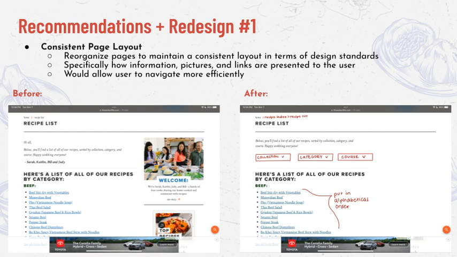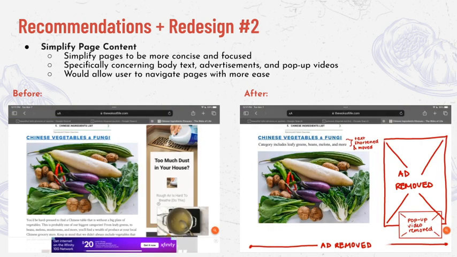And we also recommend that they put the recipes in alphabetical order so the user can find what they are looking for more quickly. For our second recommendation, we recommend that they simplify their page content. We think that they need to make information and content more concise and focused, specifically concerning body text, advertisements, and pop-up videos.